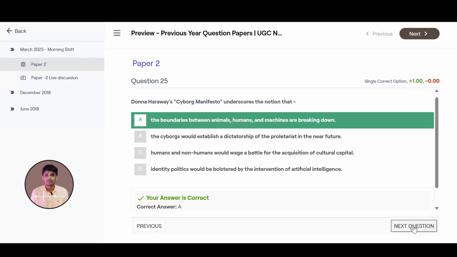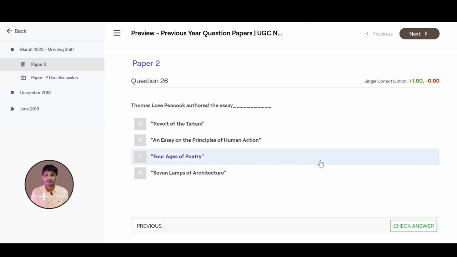If you look at option B, the cyborg would establish a dictatorship of the proletariat in the near future. This is a statement from the writings of Karl Marx. Dictatorship of the proletariat, that is from Karl Marx. Cultural capital is from Pierre Bourdieu, arguably. Yes. Next question. Thomas Love Peacock authored the essay dash.